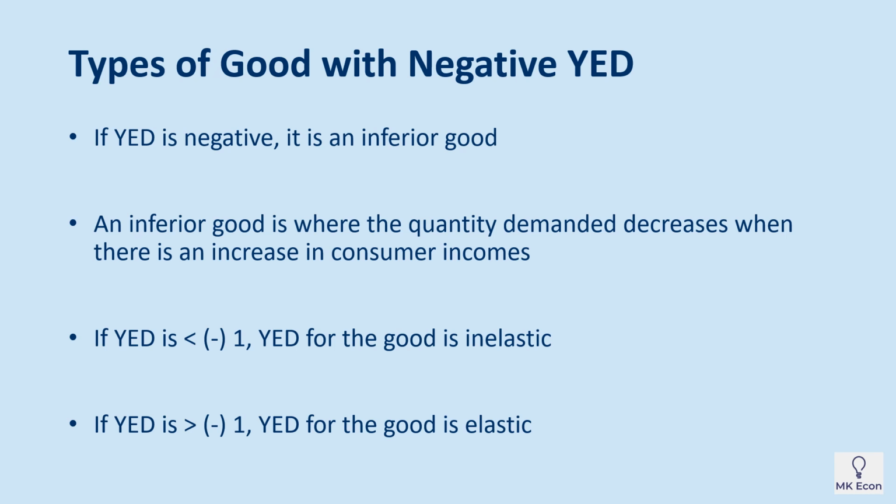We can add a little bit of detail here. So again, if you look at the size of the number, and here, similar to PED, ignore the minus sign. So put the minus sign in brackets and just look at the size of the number. So if YED is less than 1, YED for the good is inelastic. And if YED is greater than 1, YED for the good is elastic.